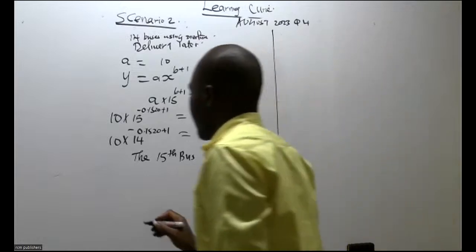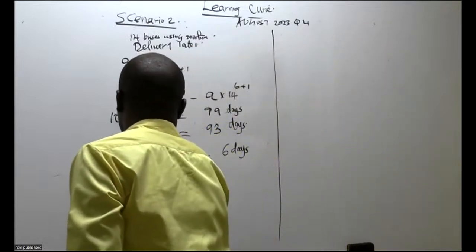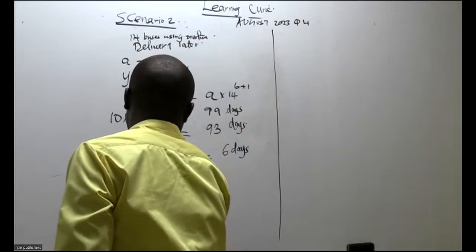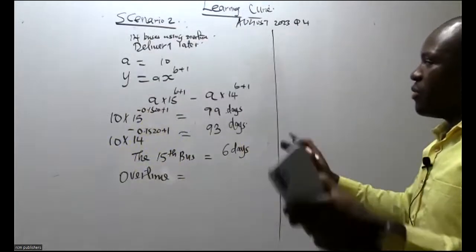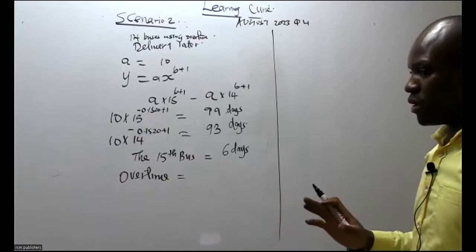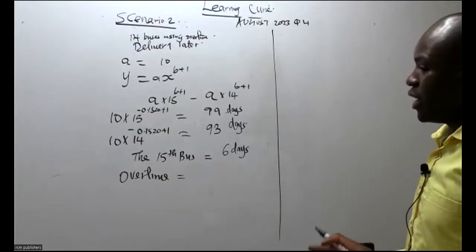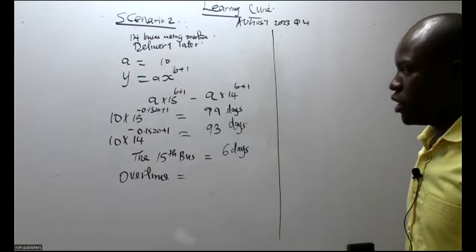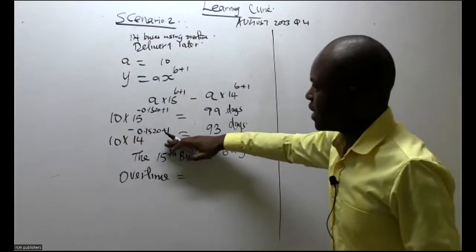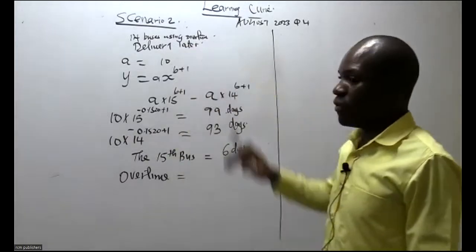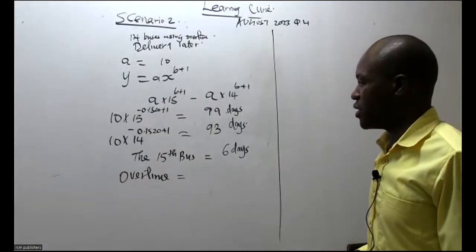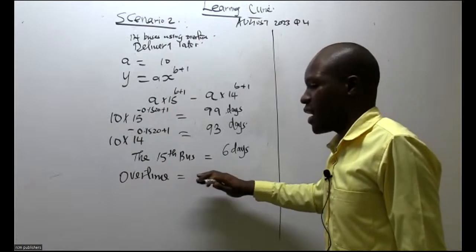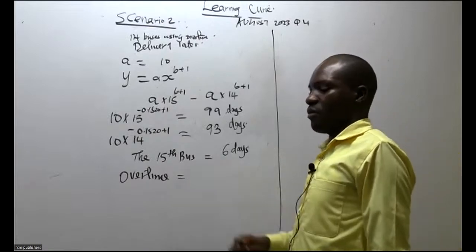Good. Having done that, overtime: how much is it? Someone to help me get overtime. In a normal working week, the normal working time or days should be 92. But for you to produce the 14 buses by use of overtime, you've taken 93 days. My question is, how many days are there under overtime?